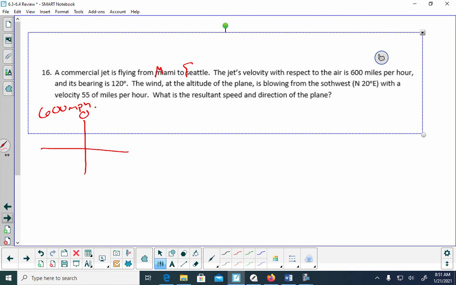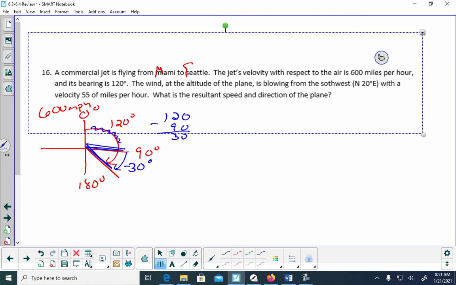Remember, bearing started at 0, 180. So that bearing of 120 is going to be down here somewhere. This is 120 degrees for bearings. I have to find my trig angle, which means I have to find this angle right here. So I'm going to take 120 and subtract this first quadrant. So I'm subtracting that. And I get 30. So my trig angle is going to be 30, but since I'm going down, I'm going to make it a negative 30. So to find the component form of my plane, I'm going to take 600 times the cosine of negative 30 degrees, sine of negative 30 degrees.